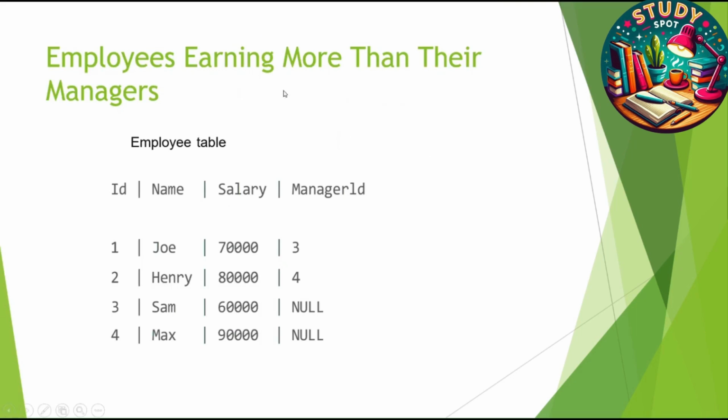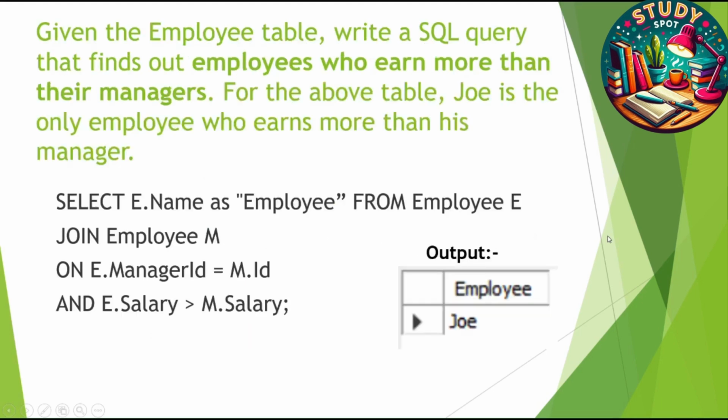First question is employees earning more than their manager. In this employee table, we can see Joe is the only employee who is earning more than his manager. His manager is Sam and Sam is earning 60,000. Let us see the query.